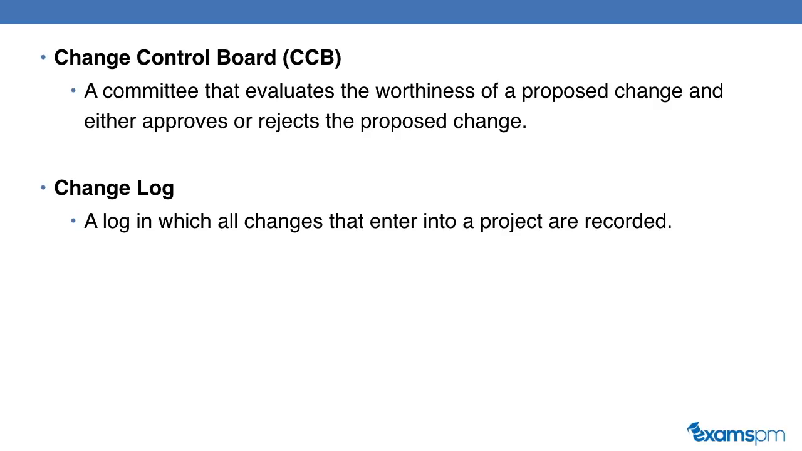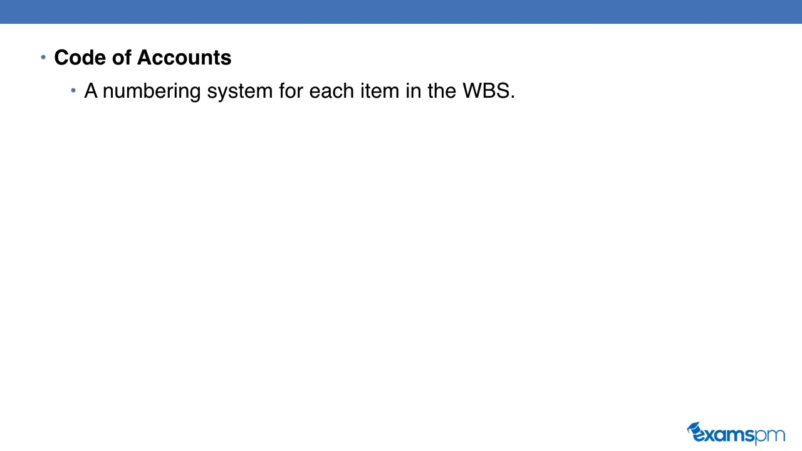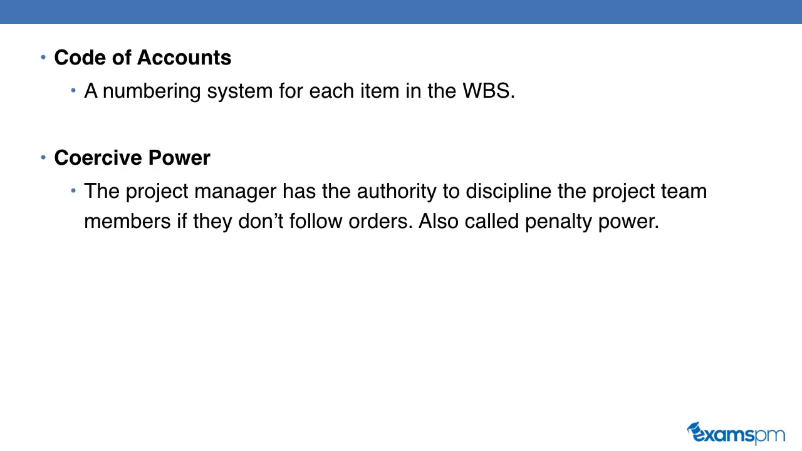A change log is a log in which all the changes that enter into your project are recorded. A claim is a disagreement between the buyer and the seller. Claims can turn into disputes and appeals. They're monitored and controlled through the project in accordance with the contract terms. Code of accounts. This is a numbering system for each item in the work breakdown structure.